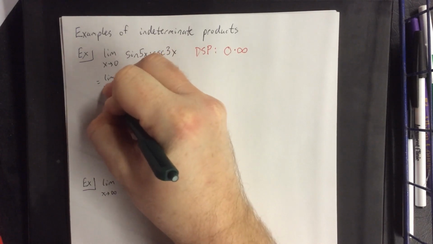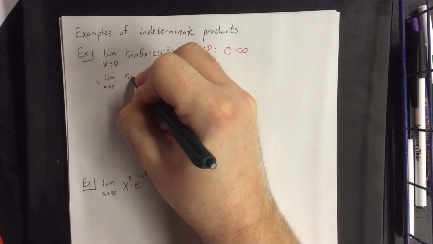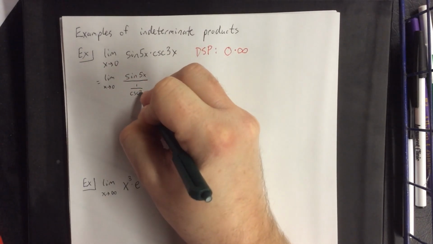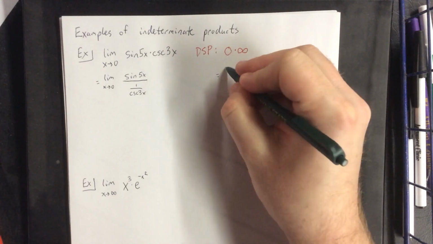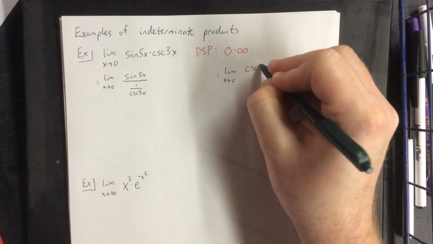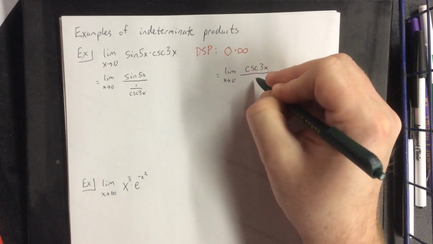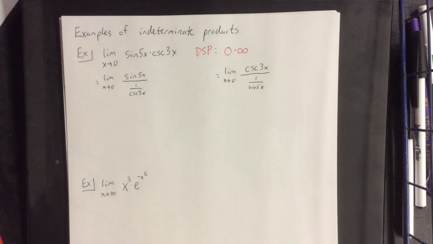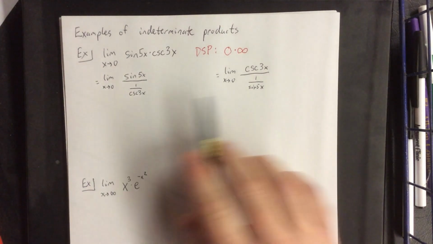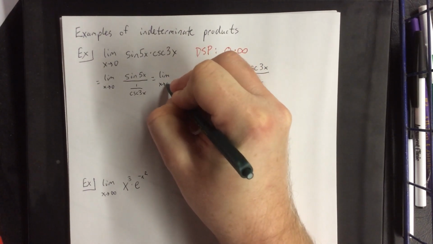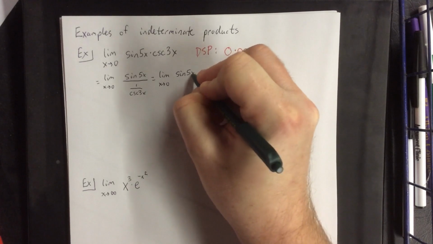So our two options for what to do with this, if we're going to force a fraction, would be the following. We can either do the limit as x goes to 0 of the sine of 5x divided by the reciprocal of the cosecant of 3x, or we could set this up as the limit as x goes to 0 of the cosecant of 3x divided by the reciprocal of the sine of 5x. Now, each one of those has their advantages and disadvantages. The big thing that I want to point out, though, is when we're taking reciprocals of trig functions, we have something for that. The reciprocal of the cosecant, for example, would be the sine.